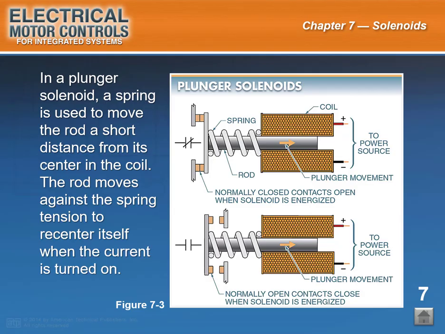In a plunger solenoid, a spring is used to move the rod a short distance from its center in the coil. The rod moves against the spring tension to recenter itself in the coil when the current is turned on. The spring returns the rod to its off-center position when the current is turned off. The motion of the rod is used to operate any number of mechanical devices.